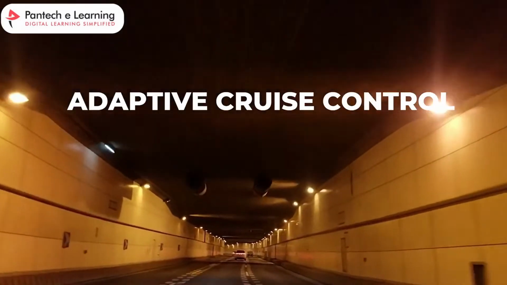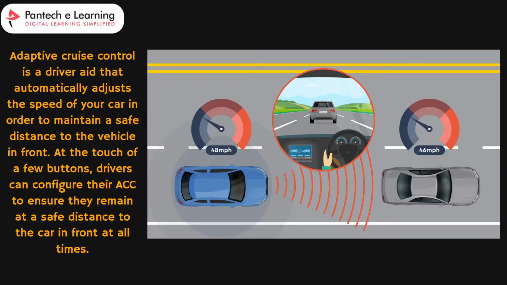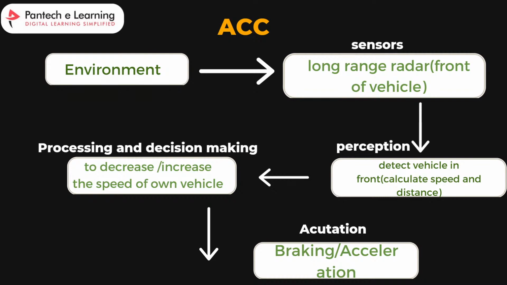Mainly this adaptive cruise control, this is the basic block diagram to understand what exactly is inside this system. First, it is a helpful feature for your car when you are driving on the road. Here we are using sensors, particularly in this adaptive cruise control system. Your car has a special radar at the front, that means a long range radar at the front of the vehicle, and perception detects the vehicle in front and calculates the distance and speed.